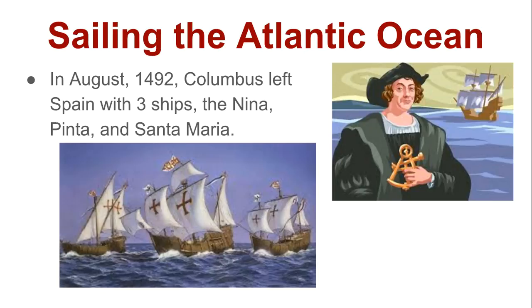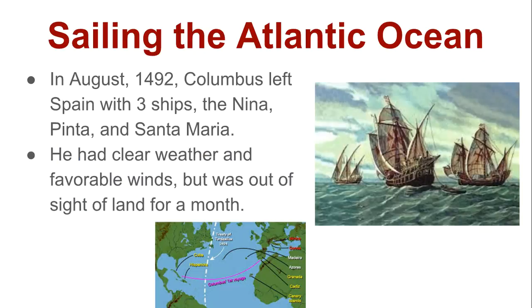So Christopher Columbus has his ships. And in August of 1492, Columbus sails the ocean blue. He leaves Spain with 3 ships, the Nina, the Pinta, and the Santa Maria. Now, he leaves at a very good time. He's got clear weather. He's got favorable winds. He knows how to navigate. So he chooses the best possible route for this voyage.